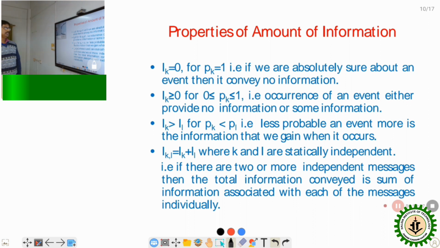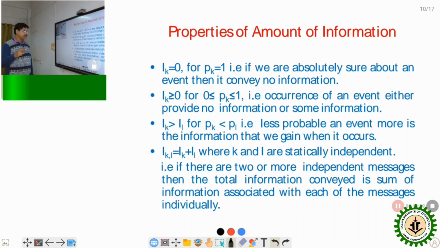And probability values, we know, lie between 0 and 1, so the self information Ik is always greater than or equal to 0. Self information cannot be a negative quantity. Its minimum value is always 0 and the maximum value can be infinite. And for two messages k and l, where the probability pk is less than or equal to pl, Ik is greater than or equal to Il. So the less probable event gives the higher information.